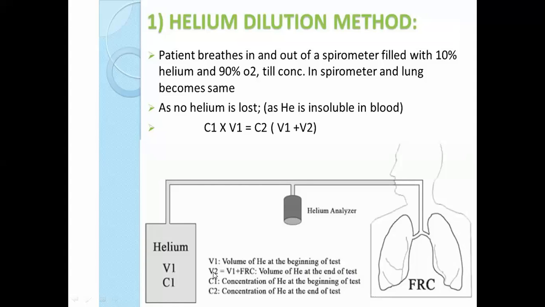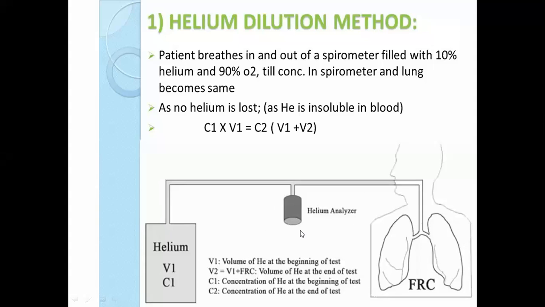Okay, volume of the helium at the end of the test. By the end of the test, we will get the total volume of the helium. That helium is a combination of how much helium gas we inserted and how much will be present inside the lungs. So that will be the final volume, V2. Those will be analyzed by using the helium analyzer, measuring how much volume we are pumping and the concentration of helium we are sending to the lungs.